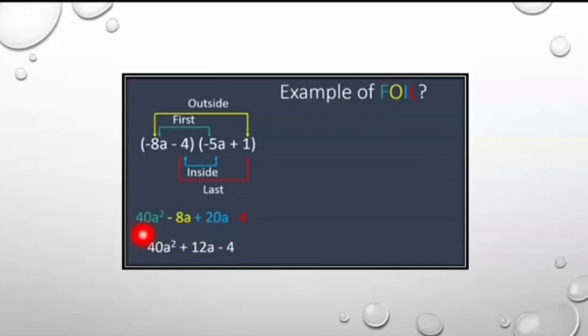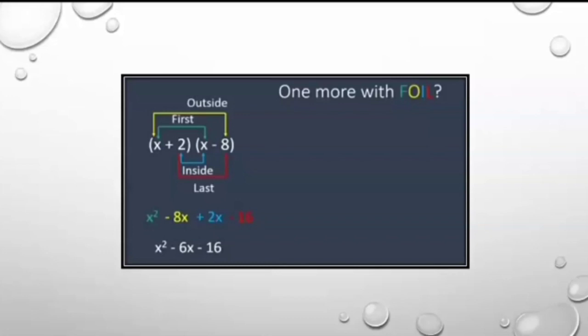So this is the multiplication according to FOIL method. First we will multiply first terms, then outer terms, then inner terms and then the last terms. There are two like terms here. Minus a plus 20a will be equal to plus 19a. So the answer will be 5a square plus 19a minus 4.